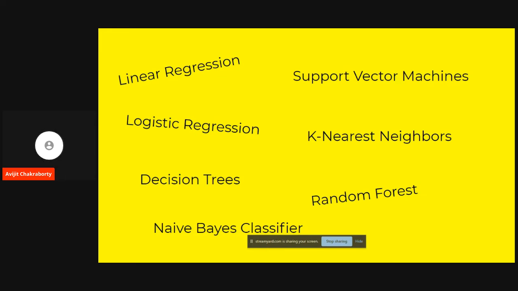So today we're going to discuss some simple machine learning models, which starts with linear regression. Then we're going to move to logistic regression, then support vector machine, then k nearest neighbors, decision trees, random forest, and naive Bayes classifier.